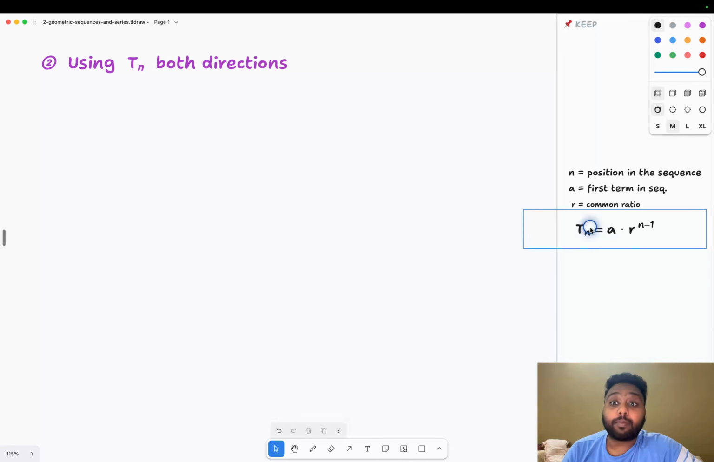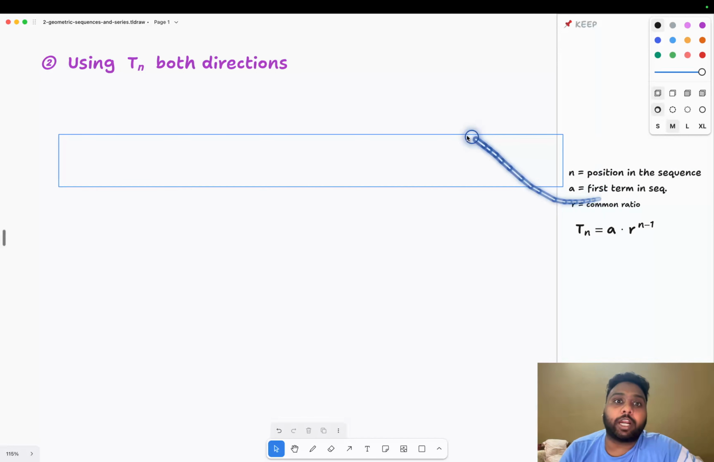Or if we are given the first term, the position we want to know, and the common ratio, then we can determine what the value at that particular position in our sequence is going to be.